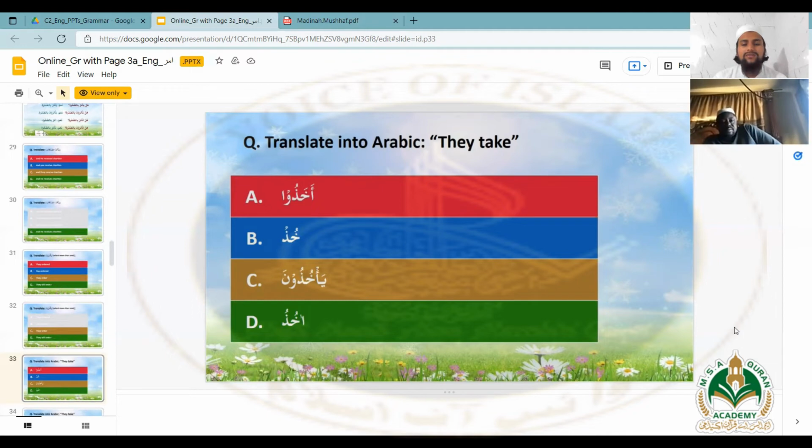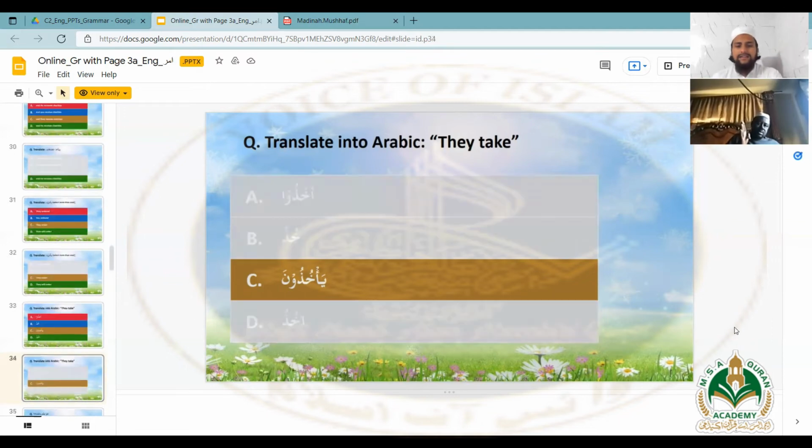They take. Akhadu, khud, ya'khuduna, akhudu. Which one is it? Akhudu. Yes, khud. Ya'khuduna. Oh, they take. Ya'khuduna. More people: ya'khuduna, they take.